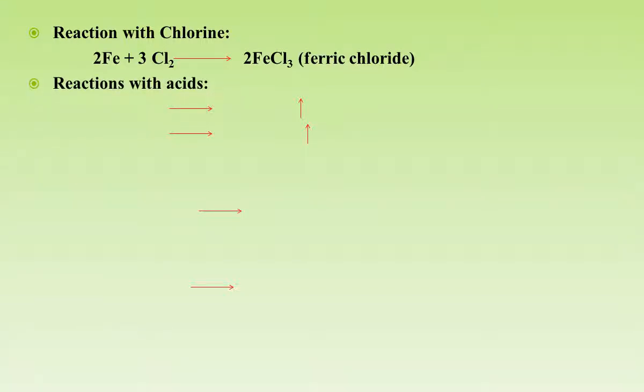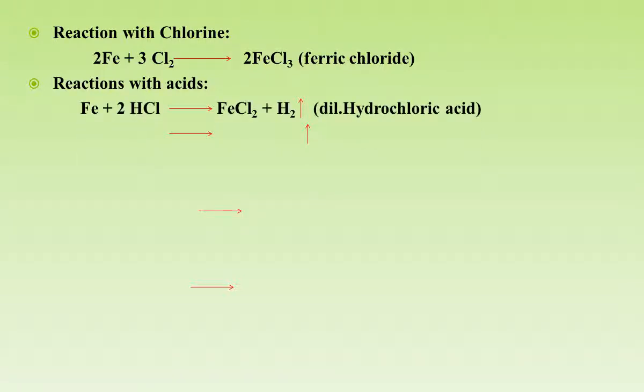And next, reactions with acid. First, iron reacted with dilute hydrochloric acid and dilute sulfuric acid, we get the liberation of hydrogen gas. So iron reacted with dilute hydrochloric acid, hydrogen gas is liberated, and iron reacted with dilute sulfuric acid, then hydrogen gas is liberated.